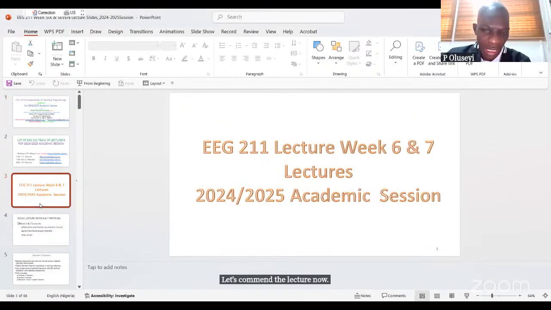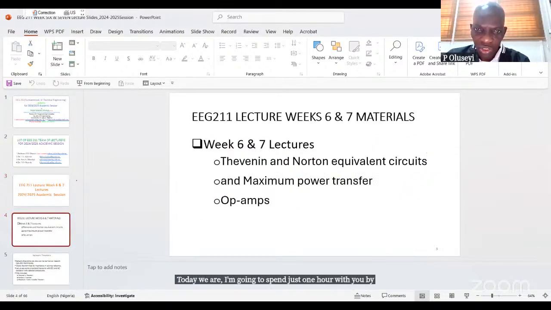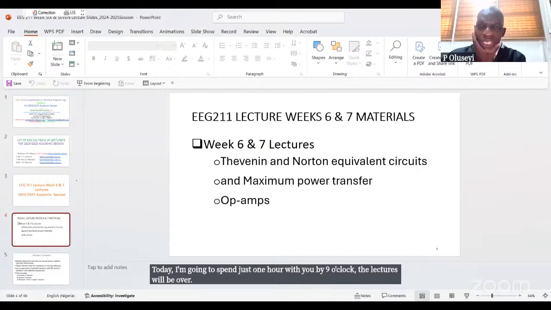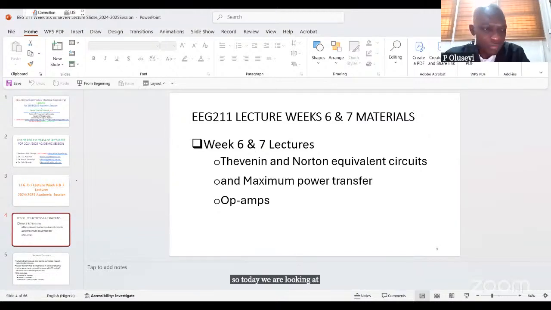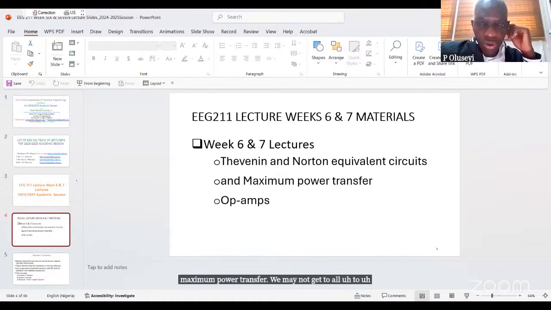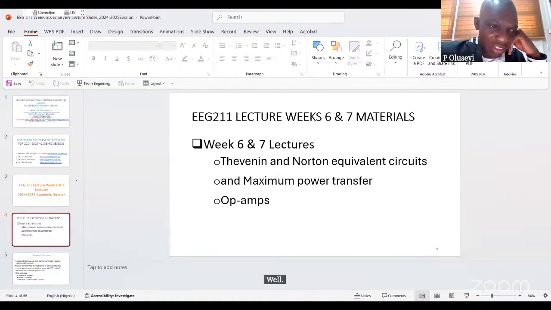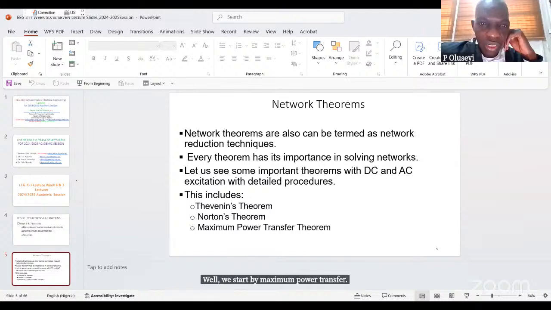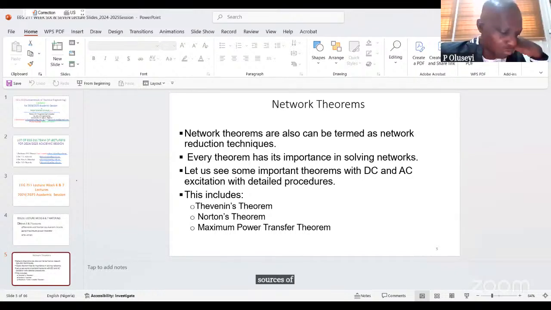Today I'm going to spend just 1 hour with you. By 9 o'clock, the lecture should be over. So today we are looking at equivalence circuit and then the maximum power transfer. We may not get to op-amp, but we'll stop at maximum power transfer. When you are talking of equivalent circuit, there are two major sources of arriving at an equivalent circuit.